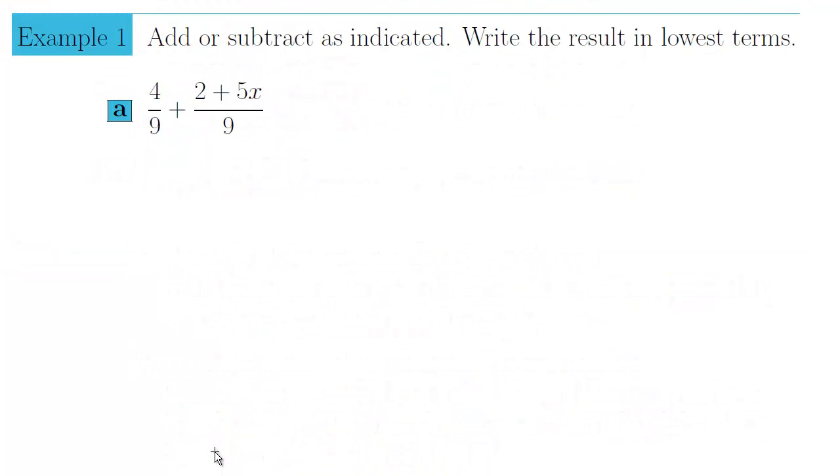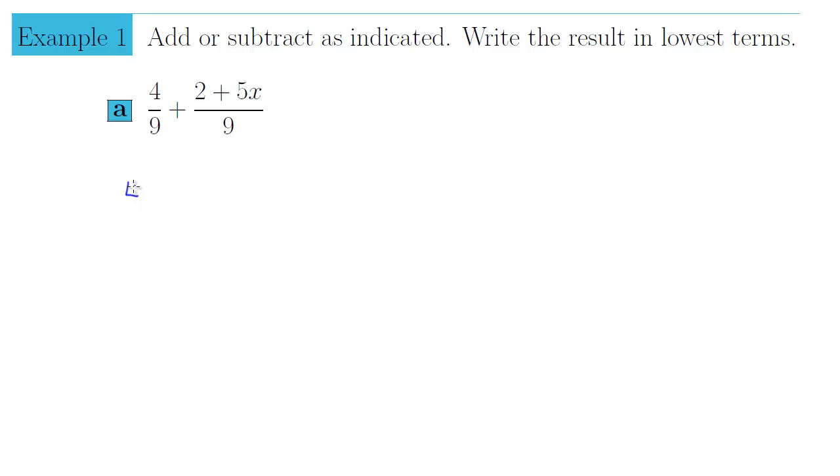Example 1a. Add or subtract as indicated. Write the result in lowest terms. Alrighty, we have 4/9 plus 2 plus 5x over 9. First thing we observe is that these rational expressions are like rational expressions because the denominators are both 9. They're identical. And how do we add rational expressions? We add them by adding the numerators and keeping the denominators the same. So let's start by adding the numerators.